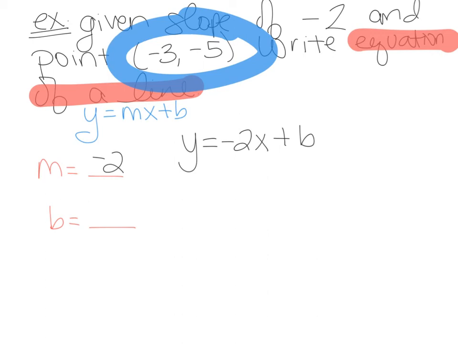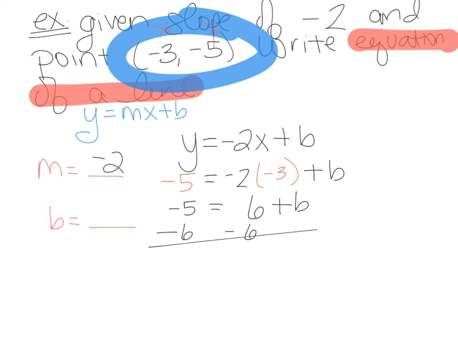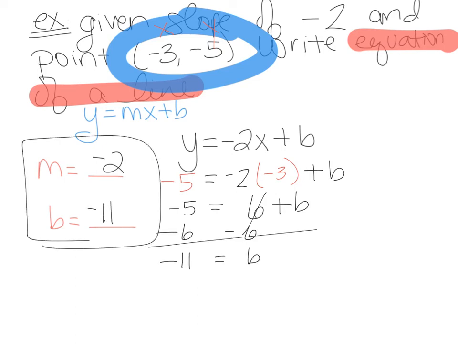So what am I plugging in for x? -3. What am I plugging in for y? -5. So I'd have -5 equals -2 times -3 plus b. Notice I'm always plugging my x value in parentheses, because whenever you plug a number in, you always wrap parentheses around it. So now I'm going to go ahead and solve. -2 and -3 make 6. To get b by itself, I'm going to subtract 6 on both sides. So b equals -11.